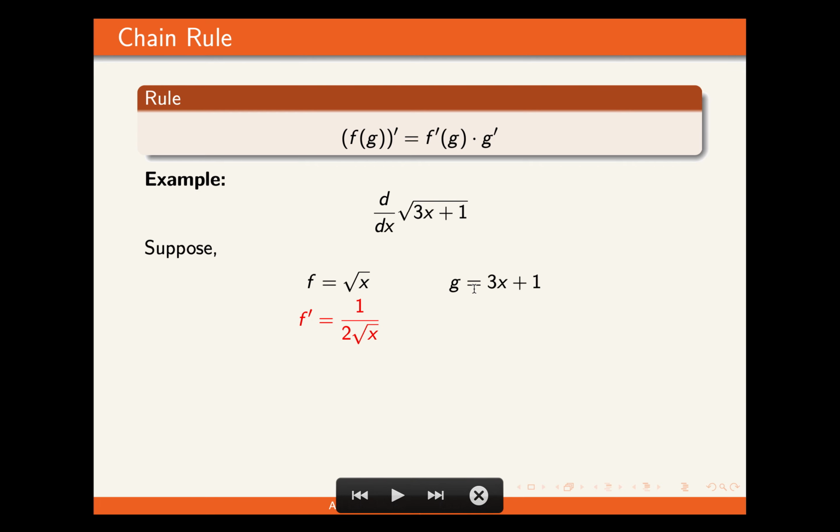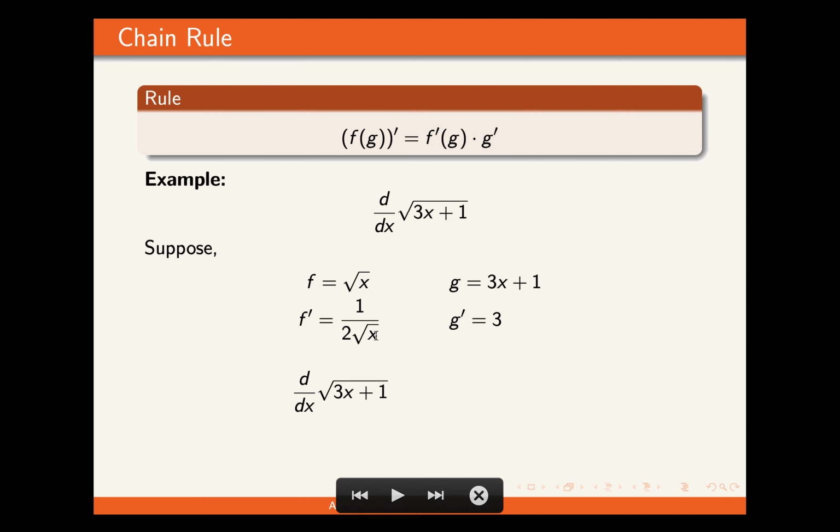What is the derivative of g? It's 3, right? And now we have f, g, f prime, and g prime. We have already figured out f prime. In the chain rule, we need to first evaluate f prime at g. So let's compose f prime with g. How do we evaluate f prime of g?